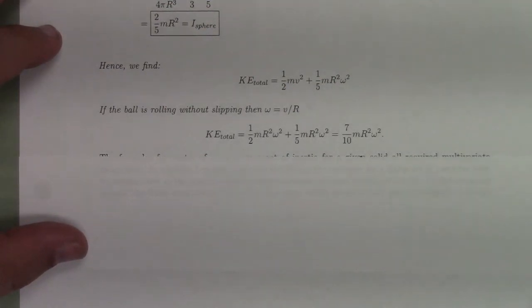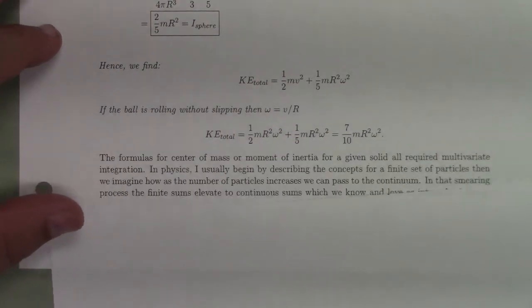This is the kinetic energy for a rolling sphere, a sphere rolling without slipping. It's got both a kinetic term, a linear translational term, and a rolling rotational term. Anyway, I'll shut up about that. I really don't have much more to say about that. That's physics.